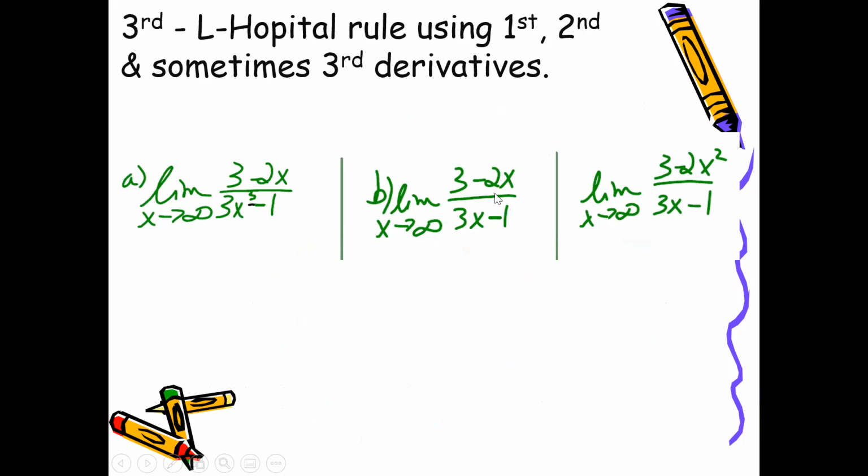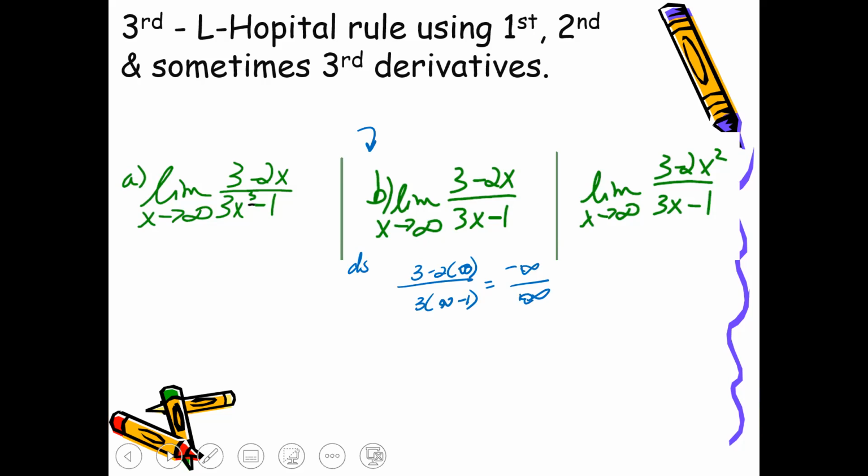And then of course you can use L'Hopital's rule for this as well. So let's go and apply it to B over here. First you want to do direct substitution. If I were to substitute every x with infinity, 3 minus 2 times infinity over 3 times infinity minus 1, it's just going to give you a negative infinity over 3 times infinity minus 1, which is just going to be infinity. So in this case, it's not a specific answer.